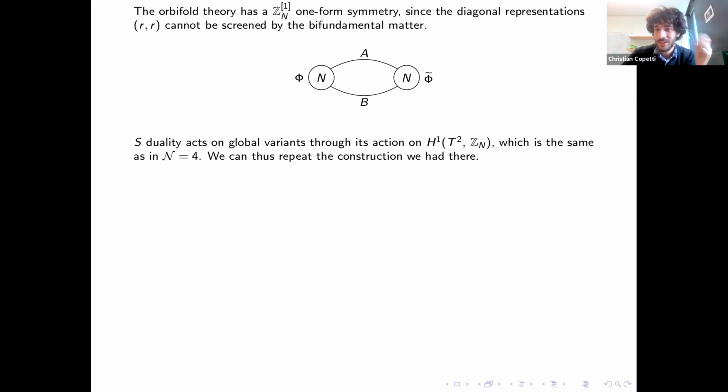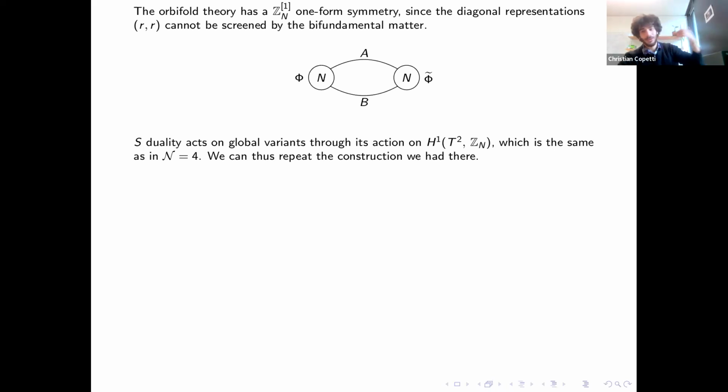Okay, and again, this theory has a one-form symmetry, because in the quiver the bifundamentals cannot screen the diagonal center symmetry. So the diagonal Wilson lines have a well-defined charge. And now we have to find some duality.